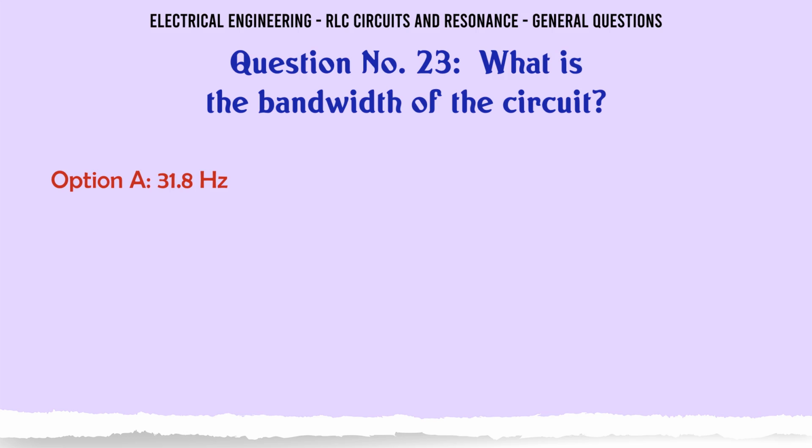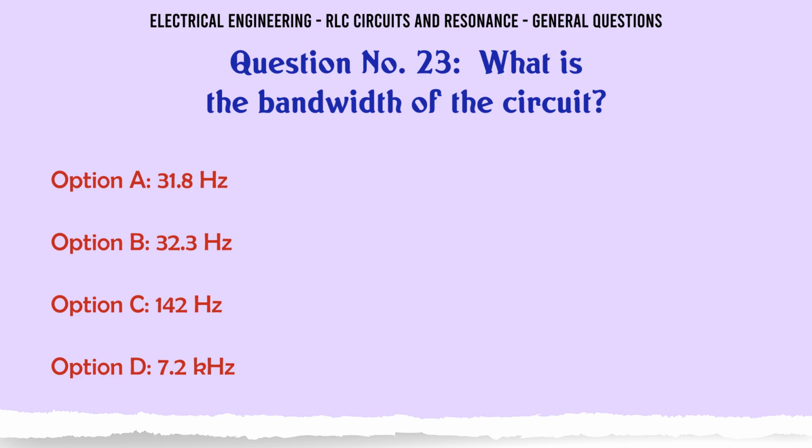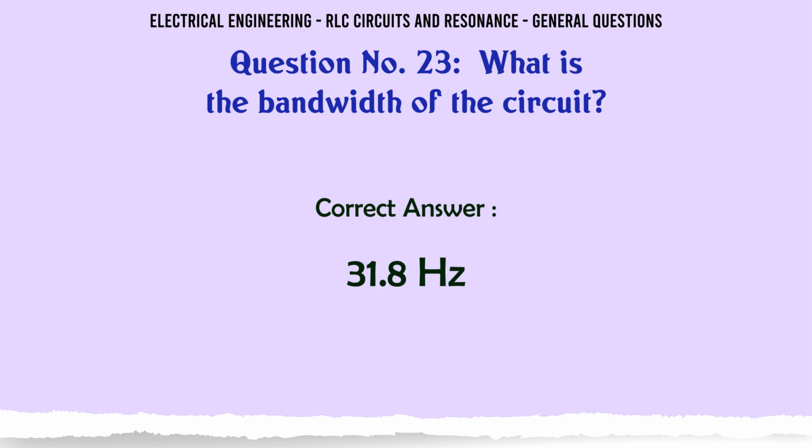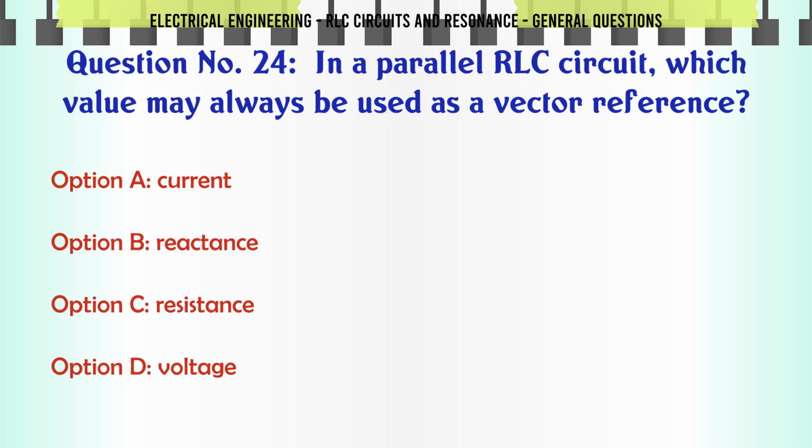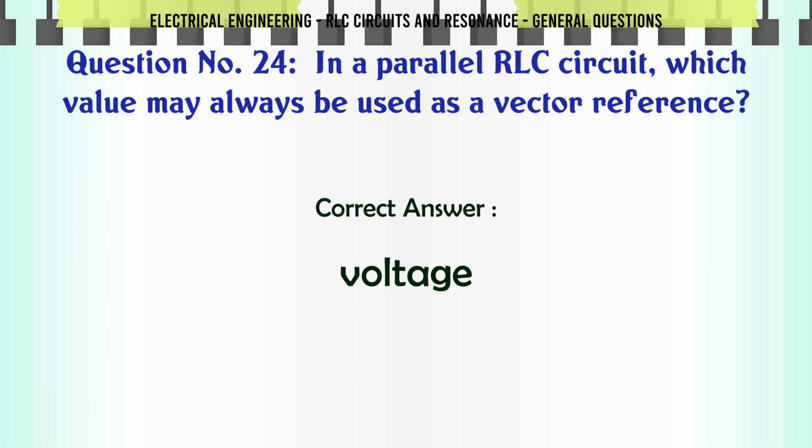A 31.8 Hz, B 32.3 Hz, C 142 Hz, D 7.2 kHz. The correct answer is 31.8 Hz. In a parallel RLC circuit, which value may always be used as a vector reference? A. Current. B. Reactance. C. Resistance. D. Voltage. The correct answer is voltage.